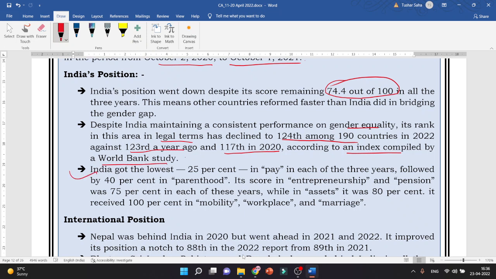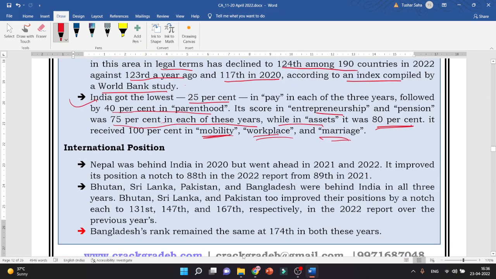Now, India got the lowest, how much? 25% in pay in each of the 3 years, followed by 40% in parenthood. Its score in entrepreneurship and pension was 75% in each of these 3 years, while in assets it was 80%. It received 100% in mobility, workplace and marriage. I hope this is clear.